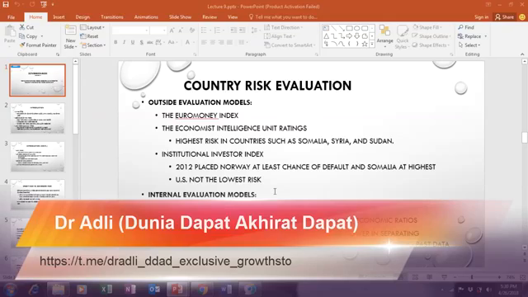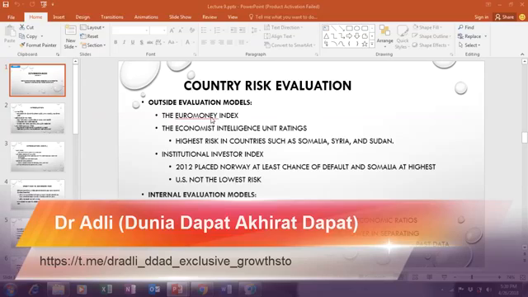When you want to evaluate a country, you have to have a model. Either you need to understand the country itself, or you have a model that provides measurement, that provides the ranking of countries from number 1 until the last one. The outside evaluation models, we can see here. For example, the Euromoney country risk rating. This is on page 430.